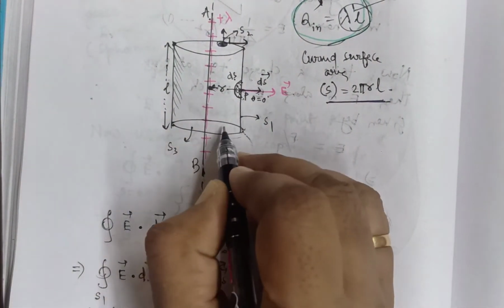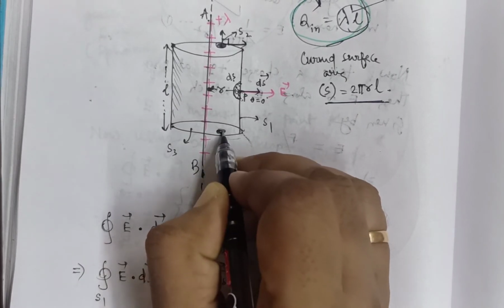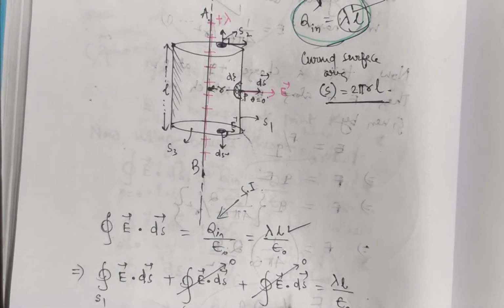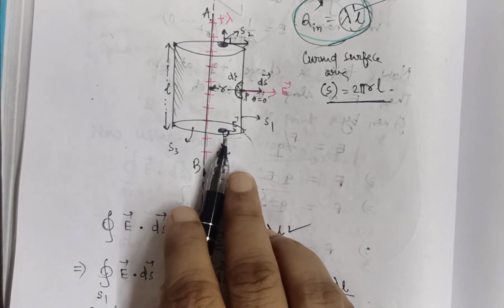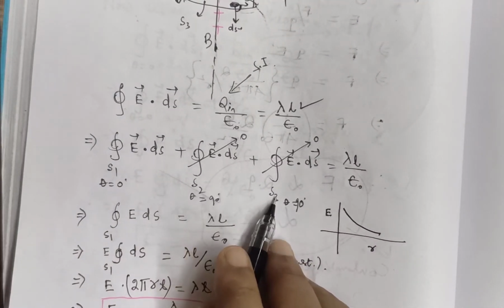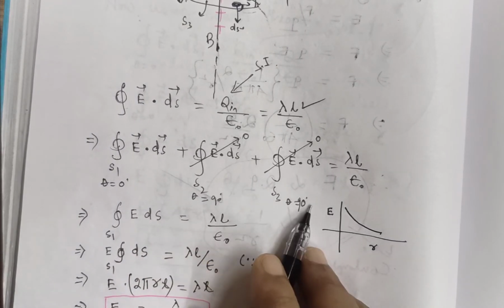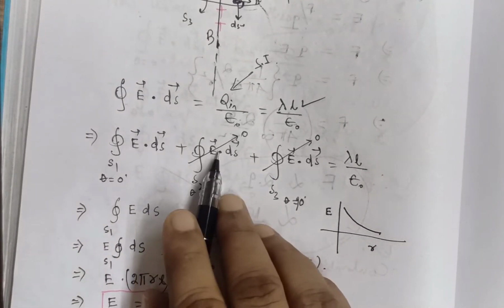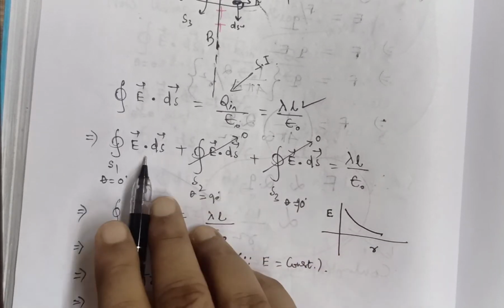Similarly for surface S3, the surface vector should be here, and the intensity vector is here. So here also it is 90 degrees. For surface S2 and surface S3, the angle is 90 degrees. You see the mathematical expression for surface S2 and surface S3. S2 is the upper plane surface and S3 is the lower plane surface. Theta is 90 degrees. And for the curved surface, theta is equal to 0. As theta is 90 degrees, the dot product will be 0. So this part of the integration vanishes. Only this part remains.